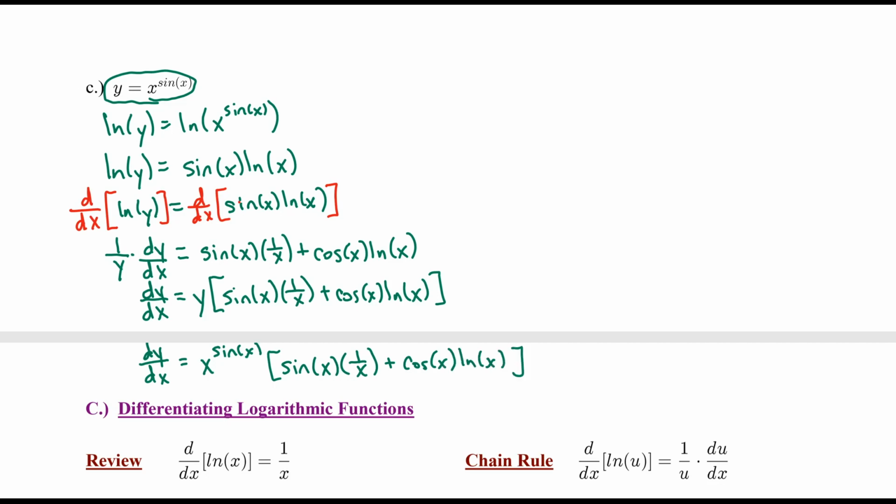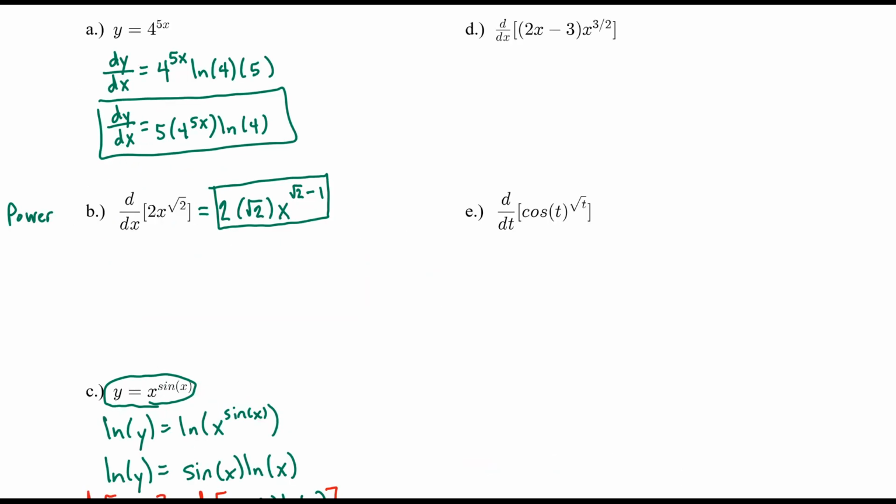Okay, let's try example D. The derivative with respect to x of 2x minus 3 times x to the 3/2. Clearly we have the product of two functions of x. So our derivative requires the product rule. So we'll write our first function times the derivative of the second. Notice the nature of that second function. We have variable base, constant exponent.